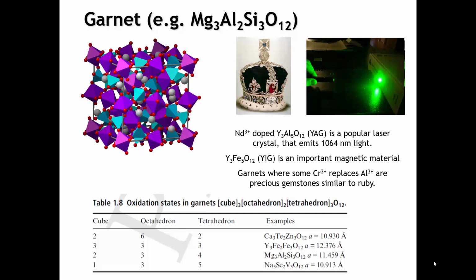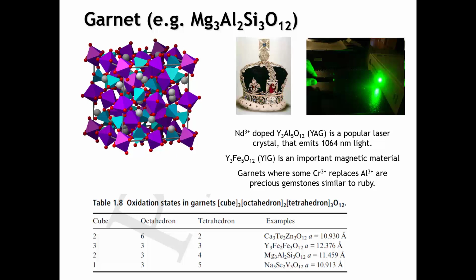Key takeaway point here is that some of the cations, here the magnesium, are in a coordination which is basically a distorted cube. Other cations, here the aluminum, are in an octahedron, and the smallest cations, typically, here the silicon, go on to tetrahedral sites.